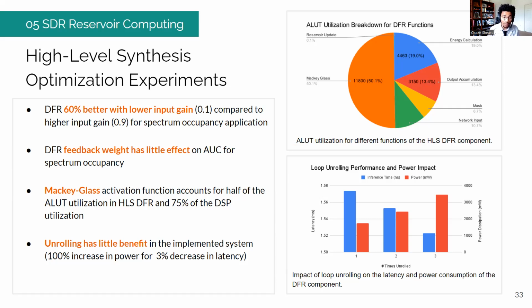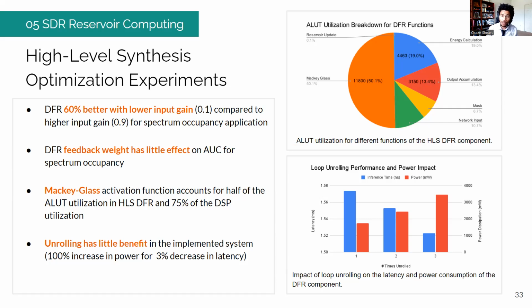More interesting is the actual hardware implementation. First, as shown on the right, the different aspects of the DFR were broken down based on the code that corresponded to those different functions. So with the DFR, it's the energy calculation, which combines the IQ data into one data point, the output accumulation, which multiplies and adds the data to the output prediction, the masking function, which is a part of the DFR as well, the Mackey-Glass activation function, and the process of sending the data into the network. So these are the different main functions that the DFR is executing.